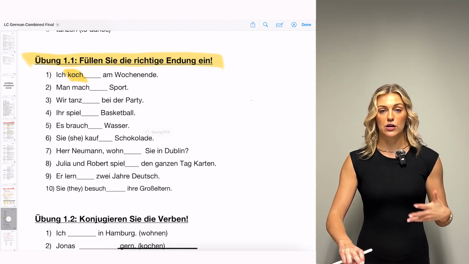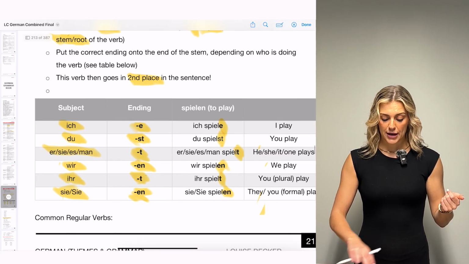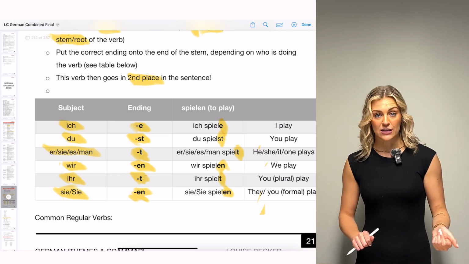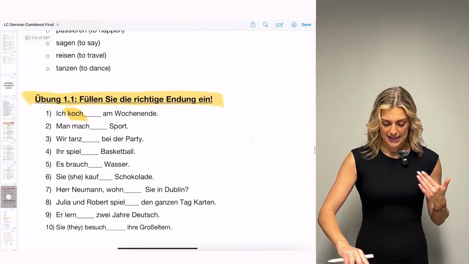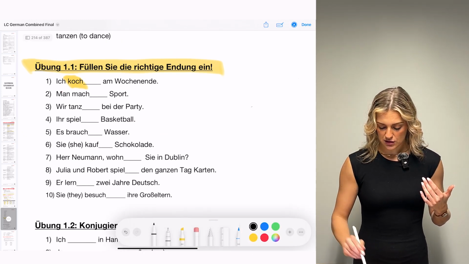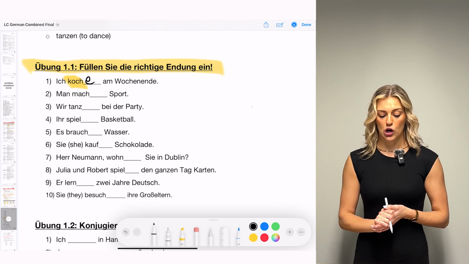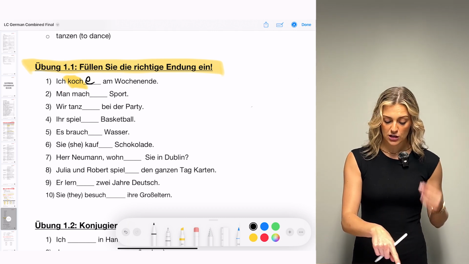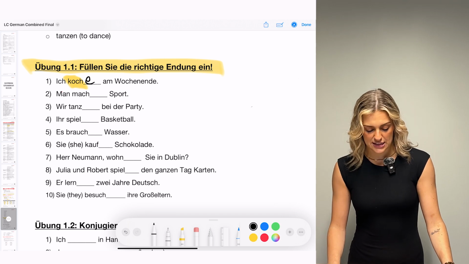So now I have to add on the correct ending for ich to reflect my subject or who's doing my verb. My ending for ich is E, okay? Remember, I rhyme either every E. E is my ending for ich. So I add on E to the end of koch. And I end up with ich koche am Wochenende. And you see here, my verb is in second place. Okay, ich koche am Wochenende. I cook at the weekend.